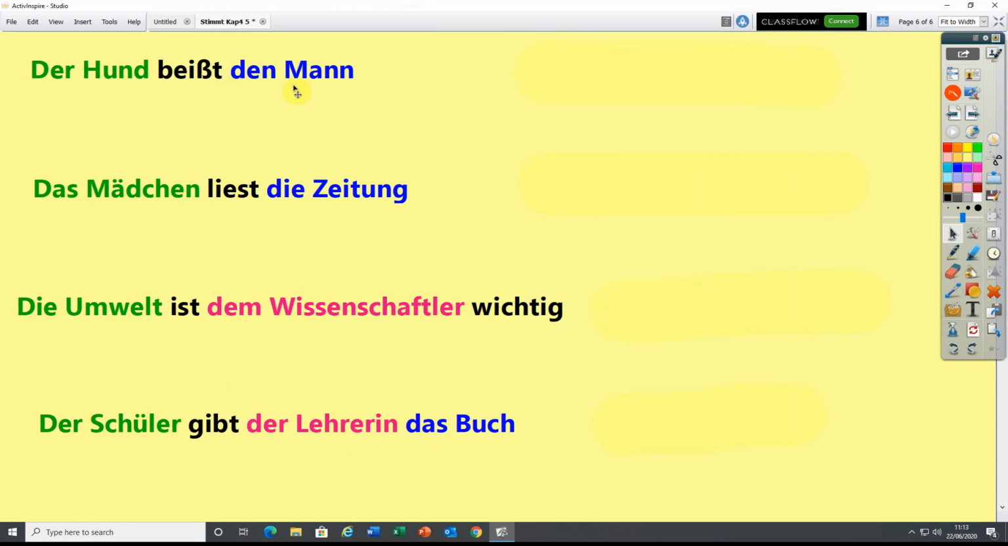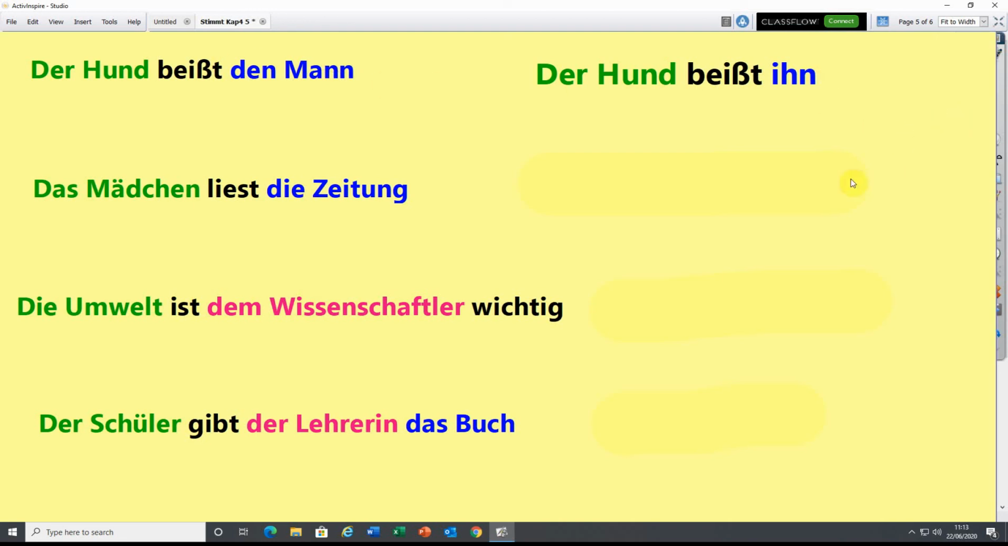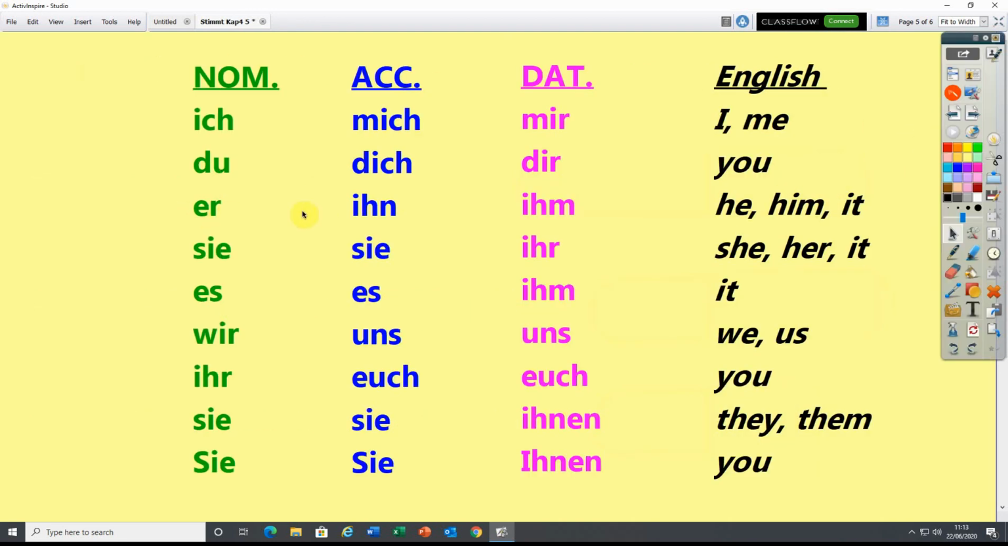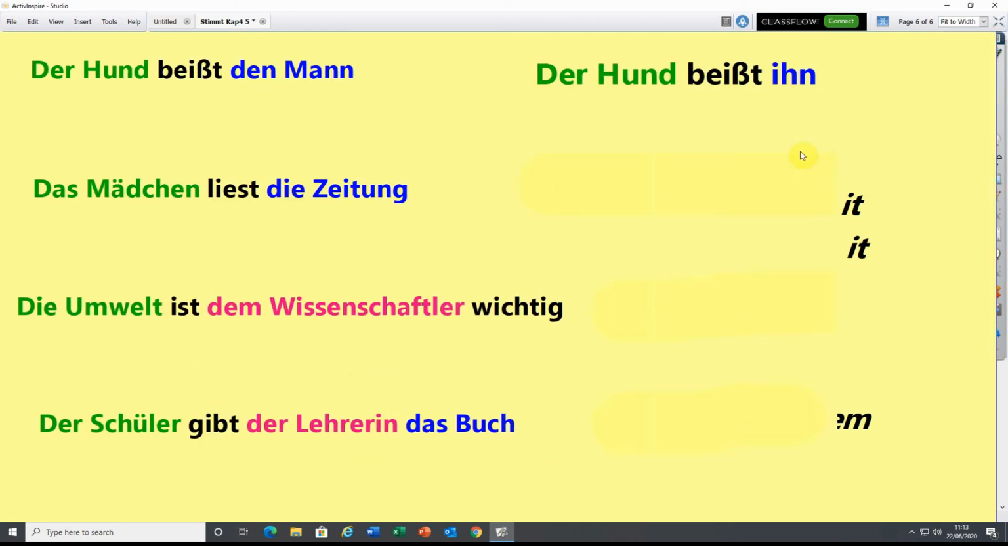So the dog is biting the man. Der Hund beißt den Mann. If I wanted to replace the man with just a pronoun, the dog is biting him, then this is what it would become, because the him is obviously the accusative case. So I need the accusative pronoun. I'll just snip back to show you. Here's he and him. It's in accusative case. So I would say der Hund beißt ihn.